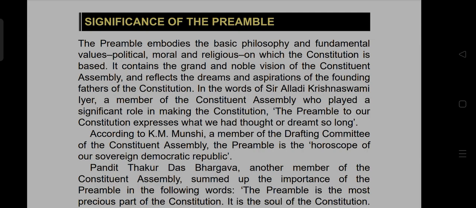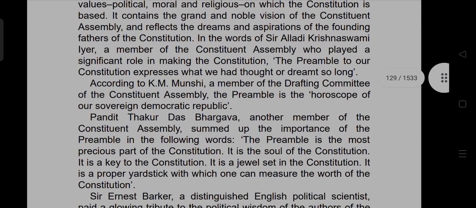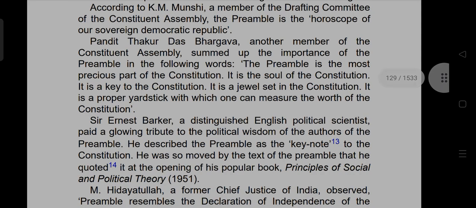According to K. M. Munshi, a member of the drafting committee of the Constituent Assembly, the preamble is the horoscope of the sovereign democratic republic. Pandit Thakur Das Bhargava, another member of the Constituent Assembly, summed up the importance of the preamble in the following words. The preamble is the most precious part of the Constitution. It is the soul of the Constitution. It is the key to the Constitution. It is the jewel set in the Constitution. It is the proper yardstick with which one can measure the worth of the Constitution.